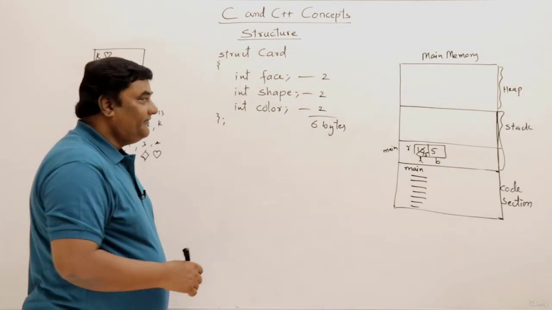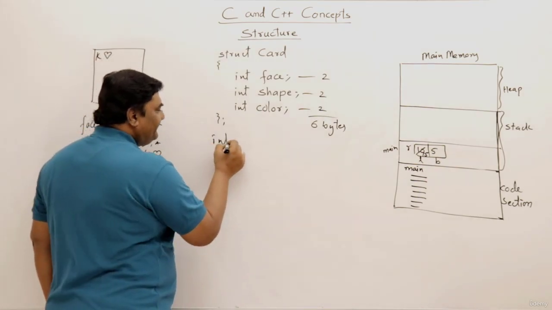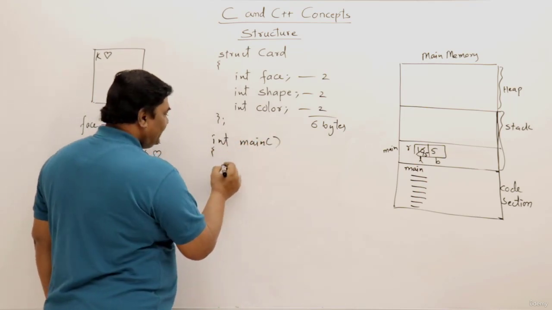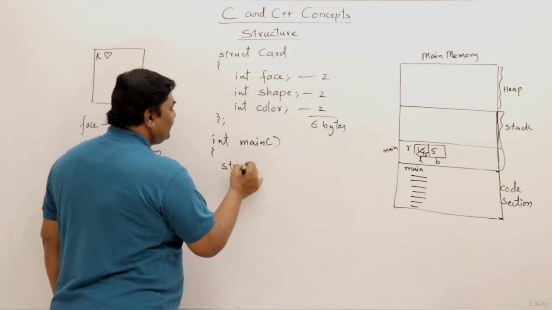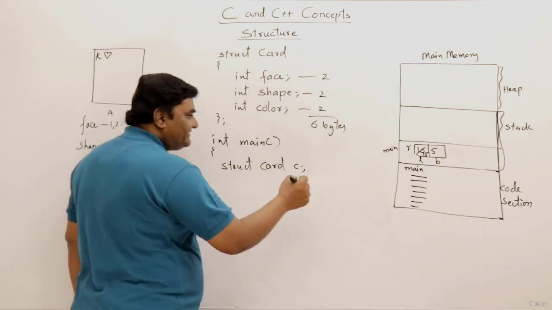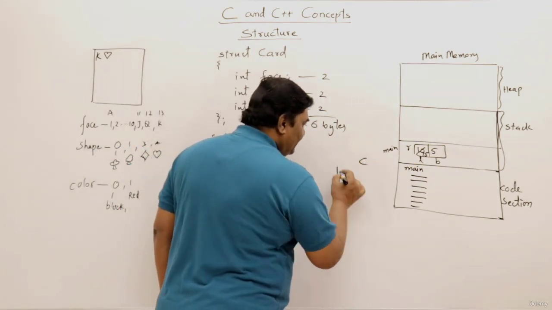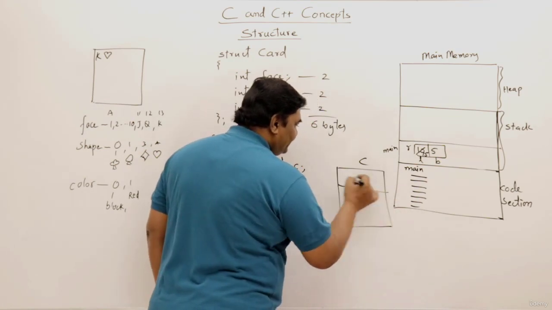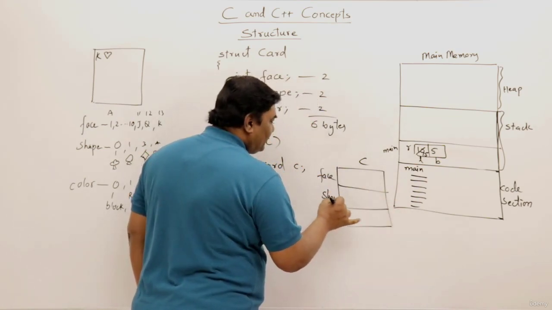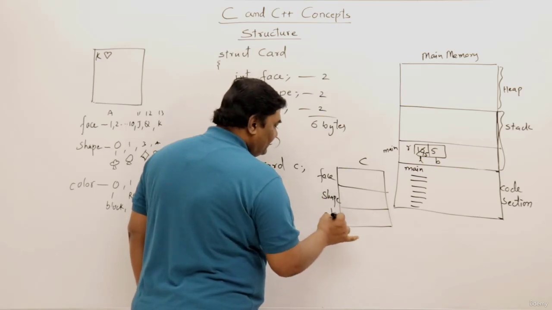Now let us declare the variable. So inside the main function, if I declare a variable of this type structure, so I can have a playing card, struct card, and just C. Now this C, how it will occupy the memory, it will have 3 members. First one is face, and the second one is shape, right? And the third one is color.